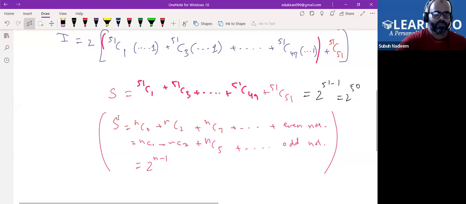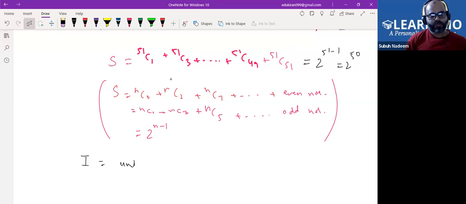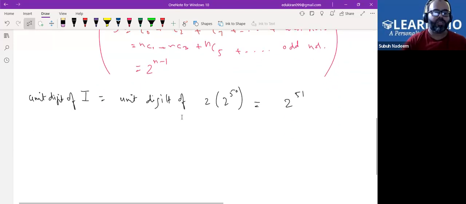So there may be something also, but the unit digit will have 2 to the power 51 as its last digit, since the 2 was outside there. So the unit digit of I is the unit digit of 2 into 2 to the power 50, because 2 was outside also. So it is 2 to the power 51. The unit digit of 2 to the power 51 we have to find.